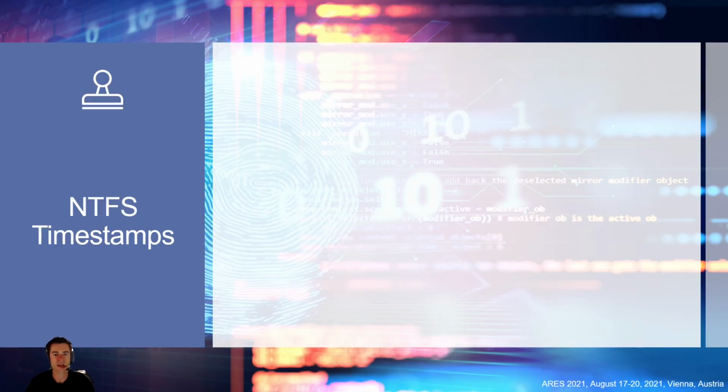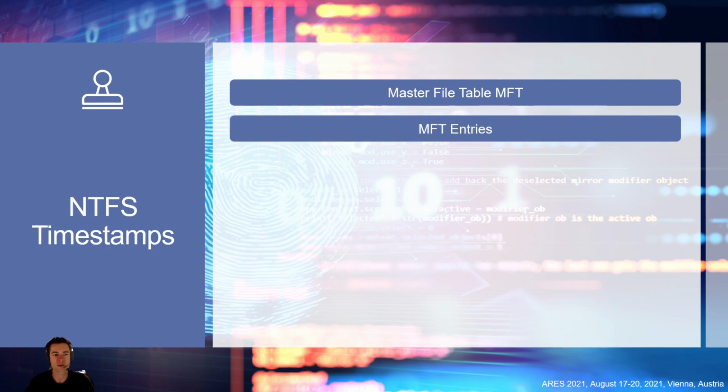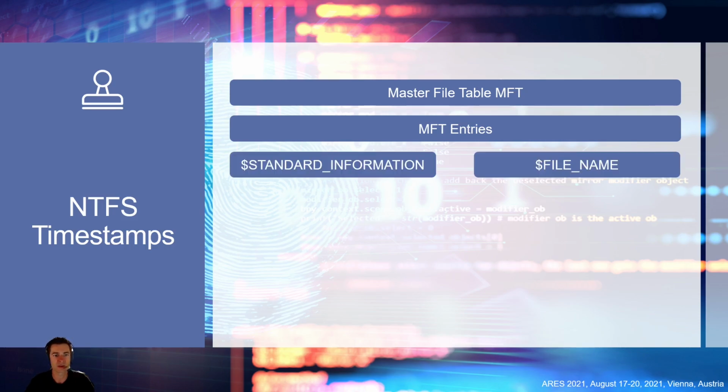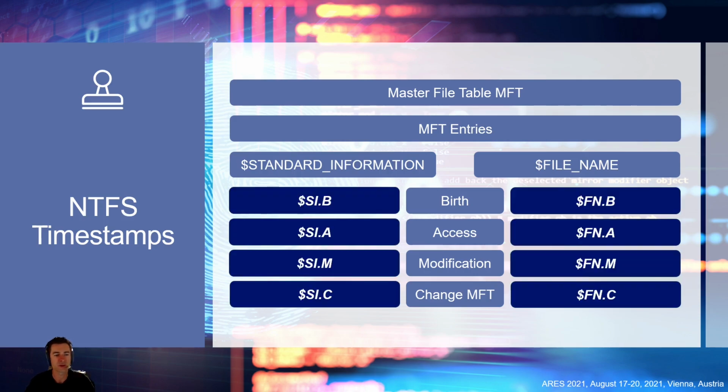To facilitate understanding of the timestamp patterns, we have prepared this slide as an overview of existing file timestamps in NTFS. One of the core elements in NTFS is the master file table, where all files are listed. These are the so-called MFT entries or file records. Each file record consists of multiple attributes, but the most important ones for timestamp analysis are standard information and file name. Both attributes in turn hold a timestamp for the birth or creation of a file, the last access, the last modification, and the last change in MFT. For the sake of simplicity, we use these abbreviations.